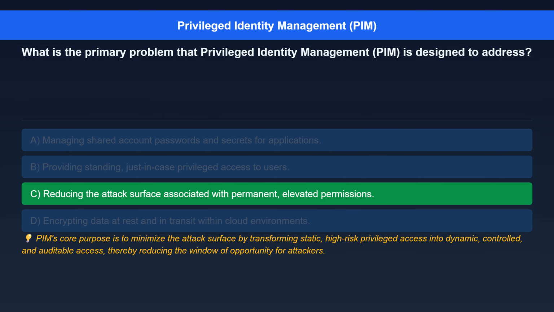The correct answer is, quote, reducing the attack surface associated with permanent, elevated permissions. Here's the explanation. PIM's core purpose is to minimize the attack surface by transforming static, high-risk privileged access into dynamic, controlled, and auditable access, thereby reducing the window of opportunity for attackers.